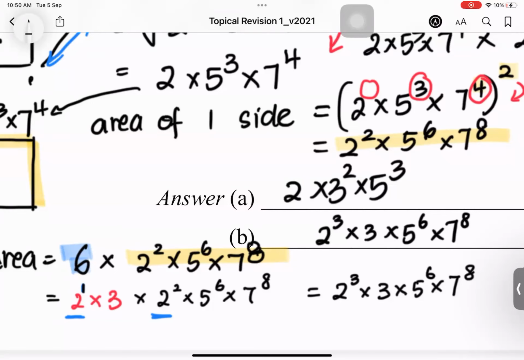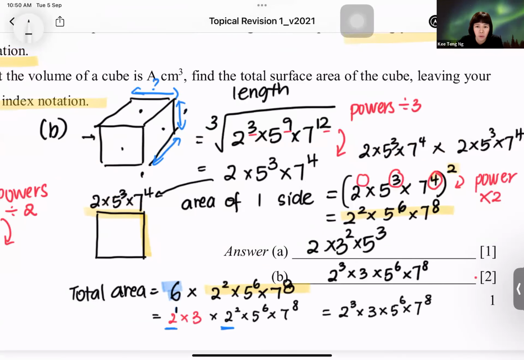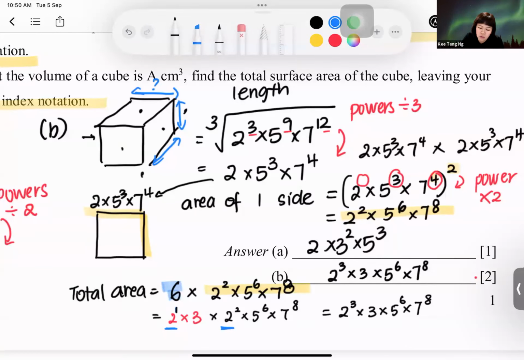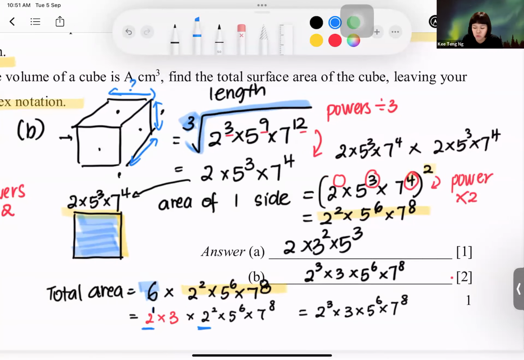Will you repeat the steps? First one: given the volume, I want to find the total surface area, but first I must find the length. So I take the cube root to find the length. After I find the length, I find the area of one side. It's length times breadth, and both sides are the same, so I square it. When I square, the power times 2.